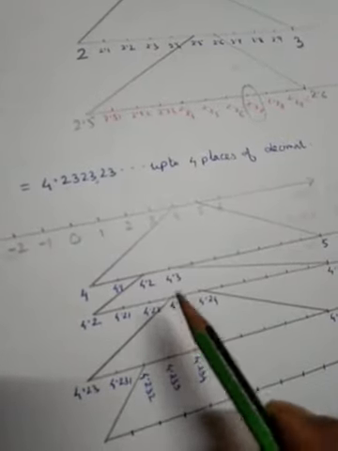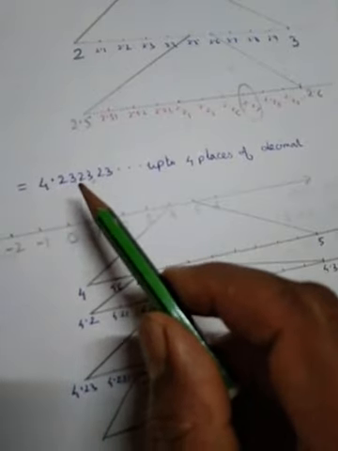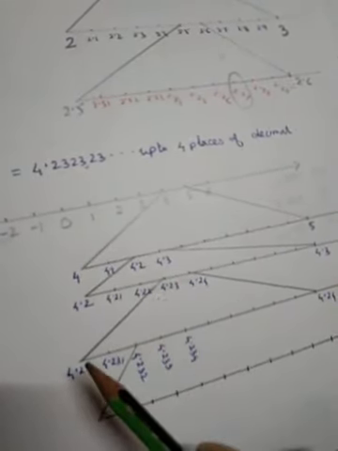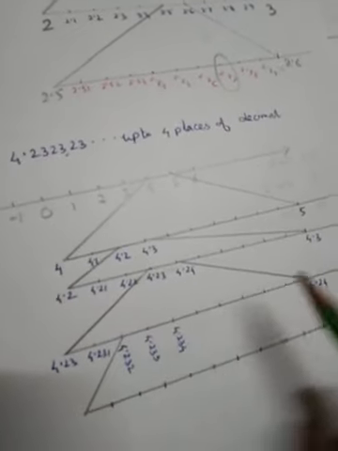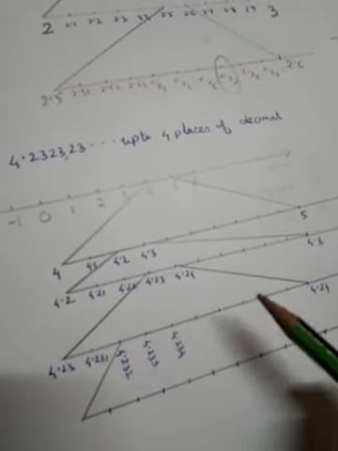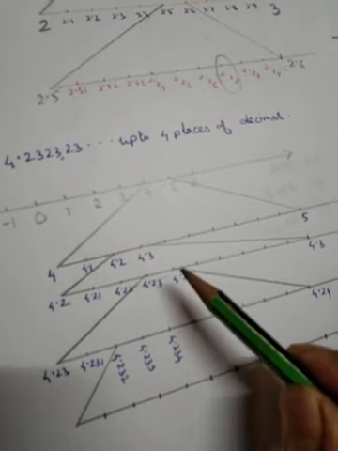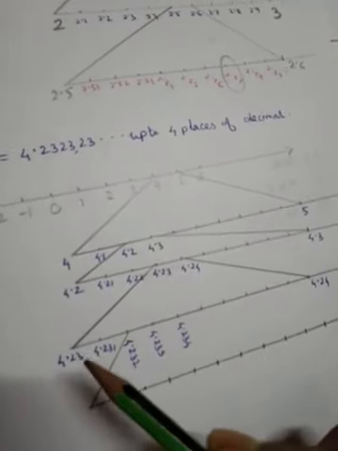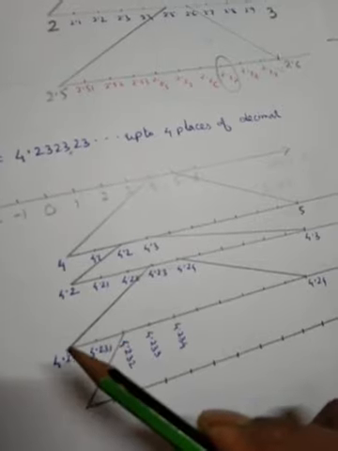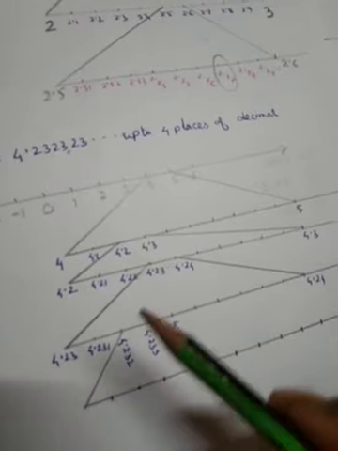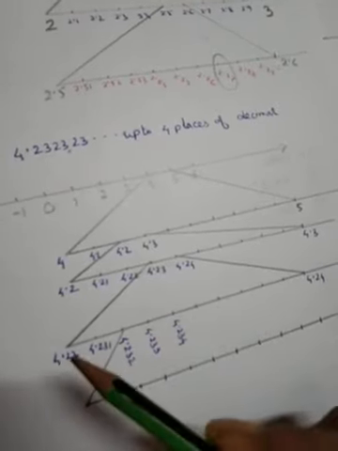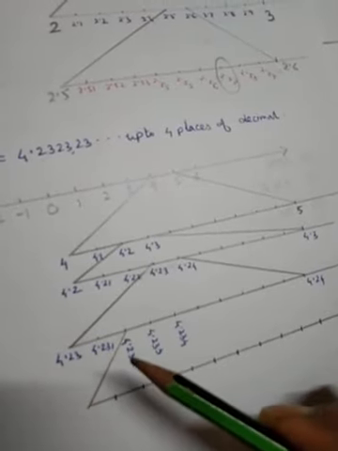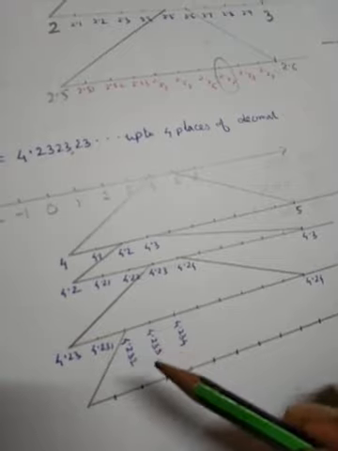4.23 we have got here. Then to get the next step, this 4.23 will have to expand. Draw this line, make 10 equal divisions. In the 10th place join with 4.24. Then again between 4.23 and 4.24 we have 10 divisions, so 4.231, 4.232, then 4.233.